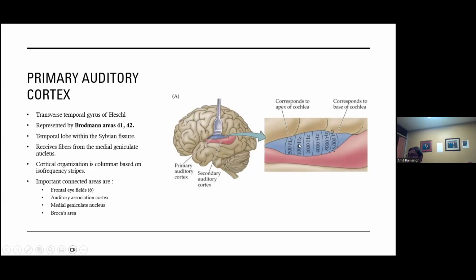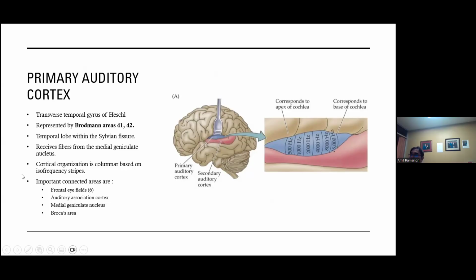So what we note here is that we recall from basic anatomy that the cochlea has an apex and a base, right? The apex is thought to be a lot less rigid as opposed to the base. Therefore, the apex subserves a lot lower frequency sounds, whereas the base serves more high frequency sounds. So that's the isofrequency strips, the organization with respect to hearing.